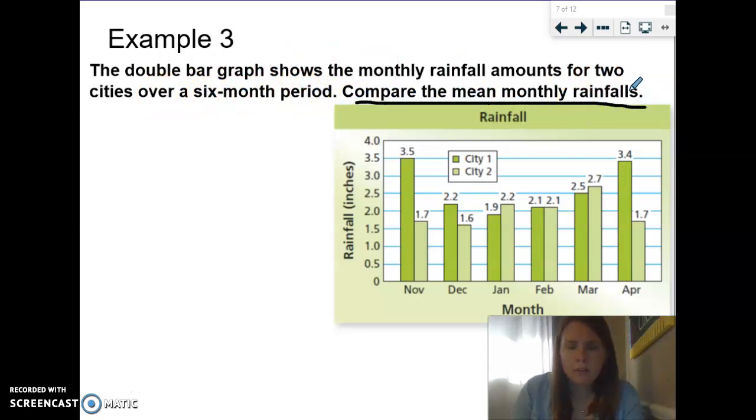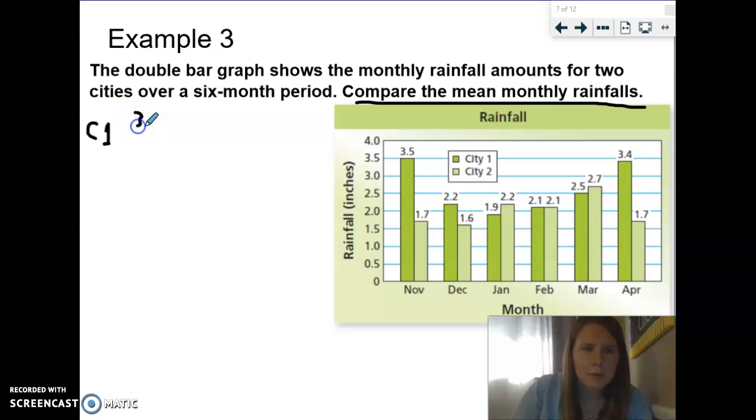So what I need to do in this problem is find the mean for each different city, okay? The biggest part is there's 2 cities. The 6-month period really does help me because that's how much total data I'm going to have to divide by. So let's go ahead and look at city 1. We'll just do C1. C1 is this darker green here, honestly kind of a puke green. So we're going to add up all these points.